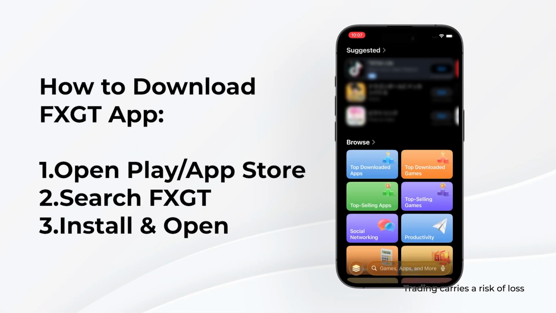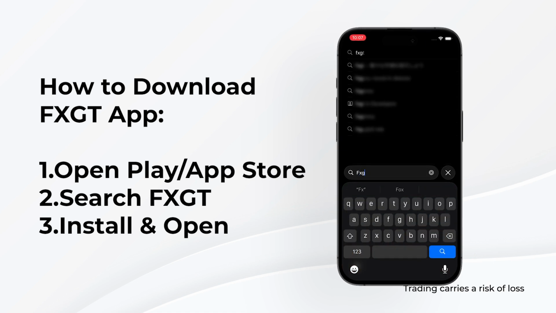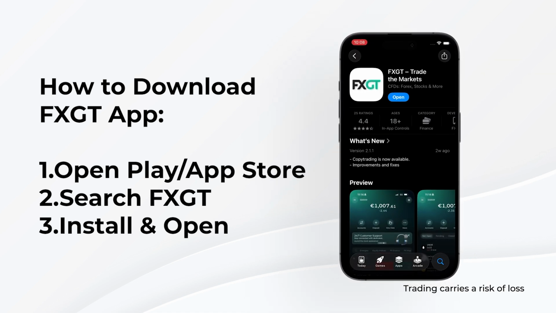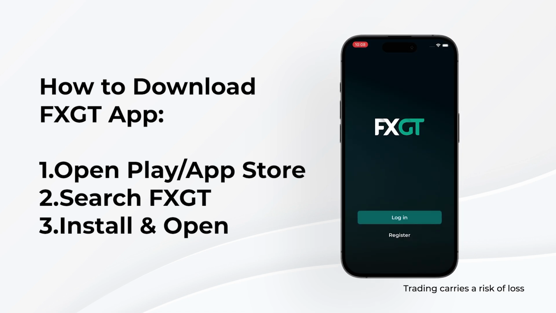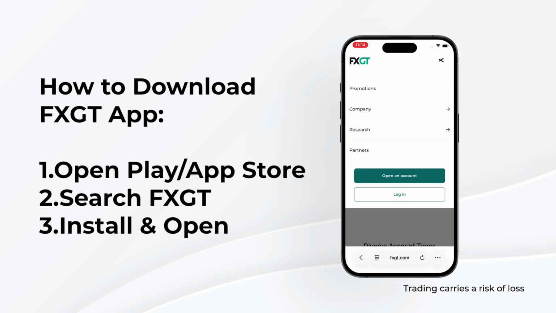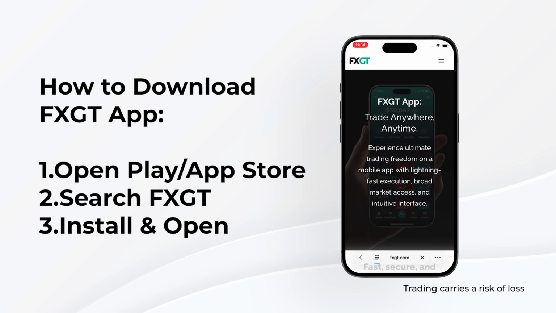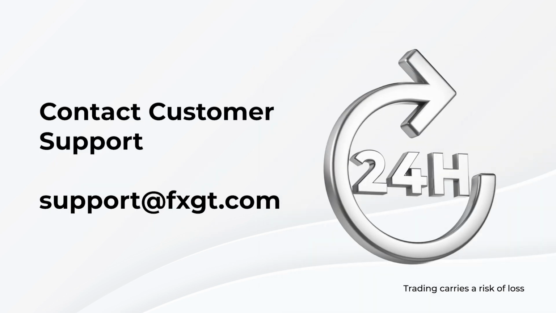Open the App Store or Google Play Store, depending on your mobile phone. Search for FXGT app, download it, complete the setup, and you're ready to go. If the app is not available in your store, please check the official FXGT website for the latest download information, or contact our customer support available 24/7.